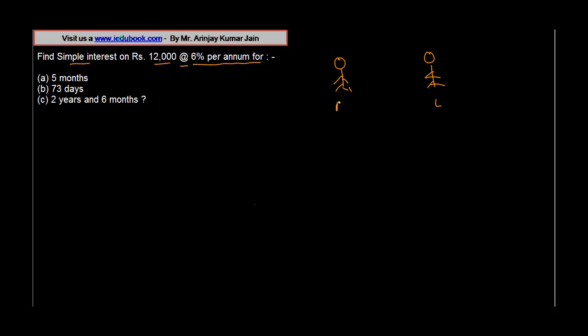there were two people, L and B. B required money, and he went to L, who is the lender, who has the money and who is willing to give it to B. But what he said was that whatever money I give you, let's say in this example it is 12,000, I will give the money to you, but you pay me interest.